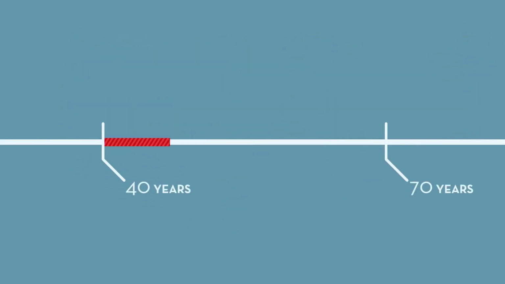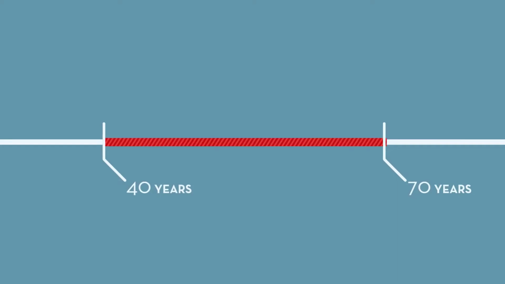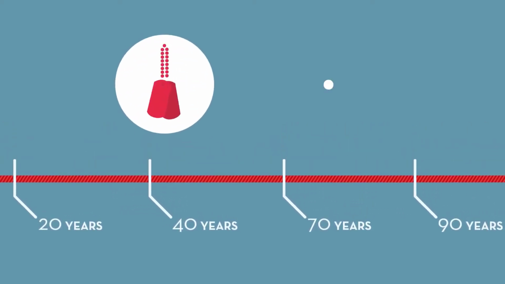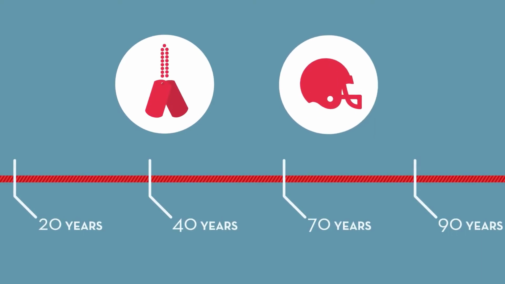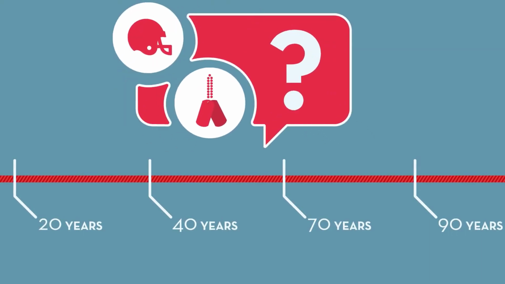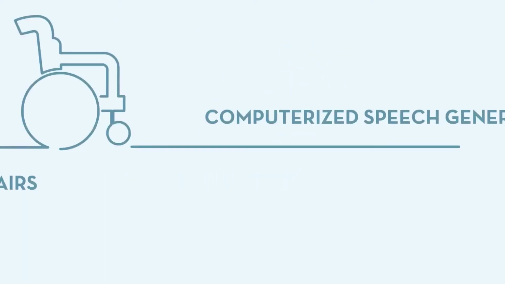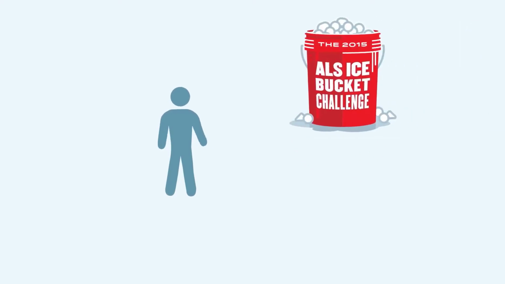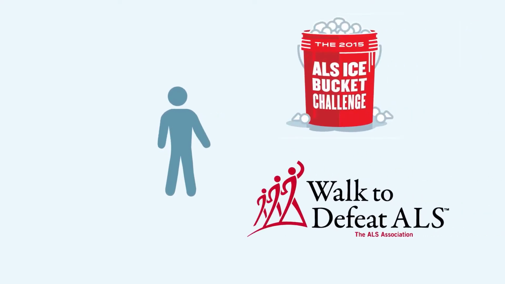It's most common in people between 40 and 70 years old, though it can affect people at any age. For some reason, military veterans and athletes are more likely to be diagnosed with ALS, and no one yet knows why. Though there's no cure, that doesn't mean there's no hope. Technology, ranging from electric wheelchairs to computerized speech generators, allows patients to overcome limitations and live fuller lives. Researchers are working on finding a cure for ALS, funded by donations from programs such as the Ice Bucket Challenge and the Walk to Defeat ALS.